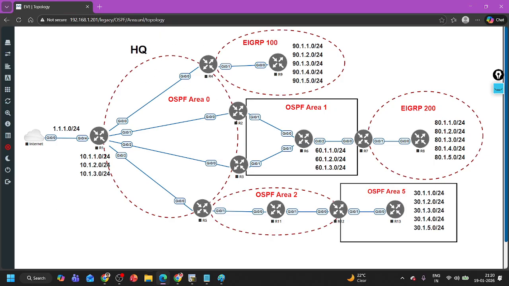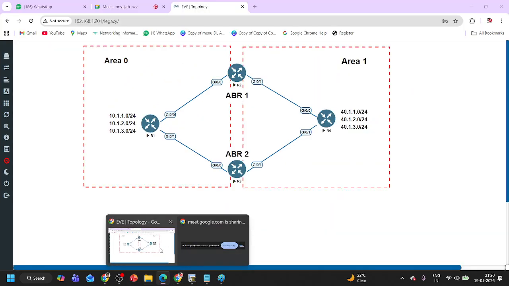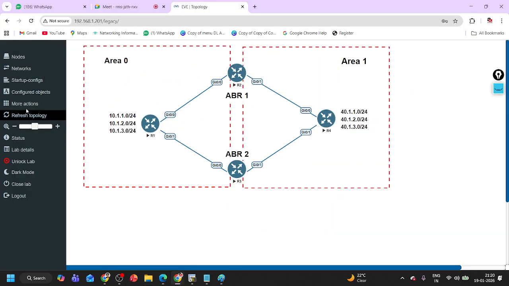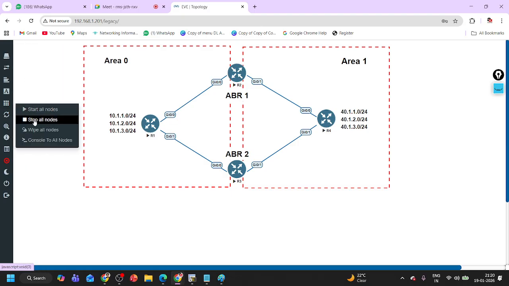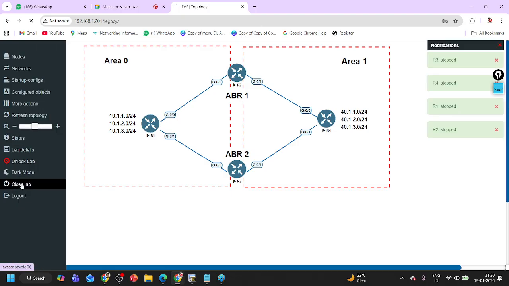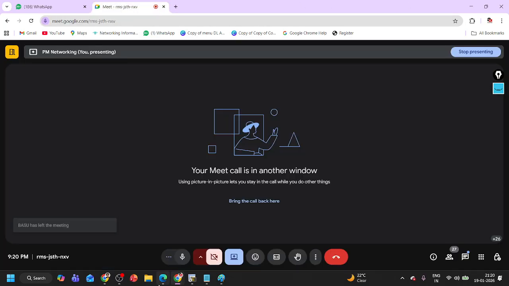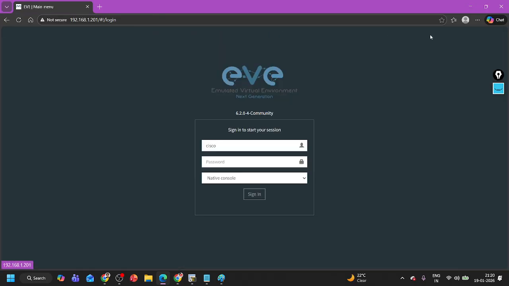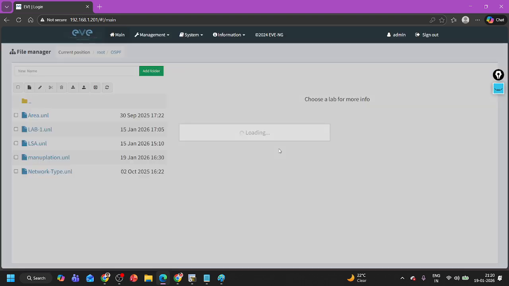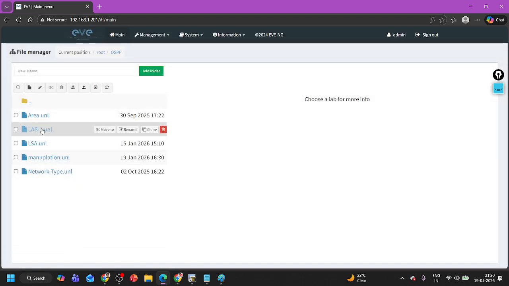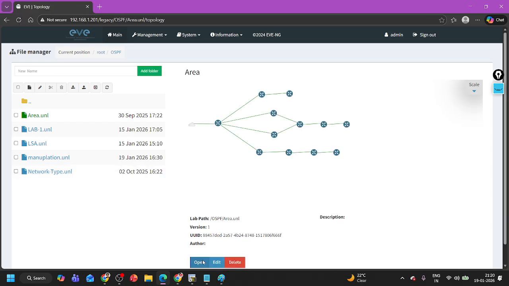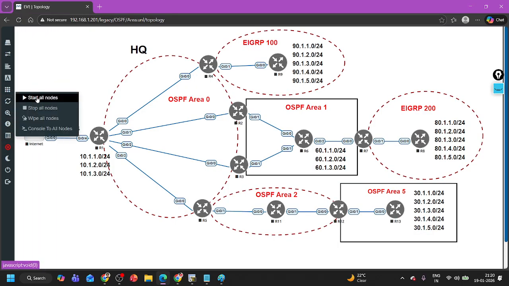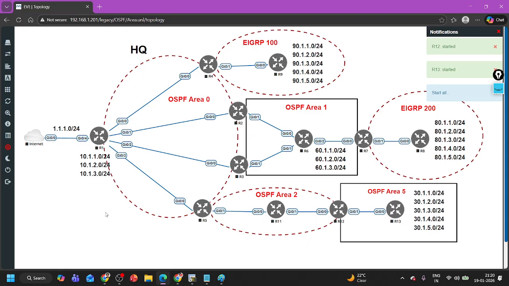So I think this lab is already configured. Let me see, so that I can show you something. Here I am going to log in with admin credentials. I think the lab is already configured, meaning OSPF is already enabled. Let me see, just 1 minute.